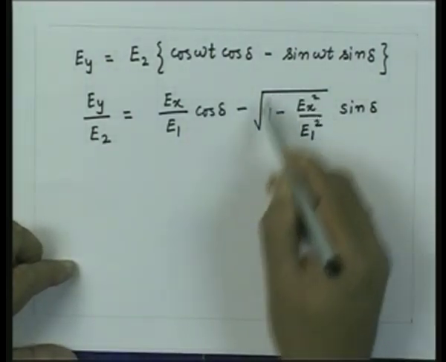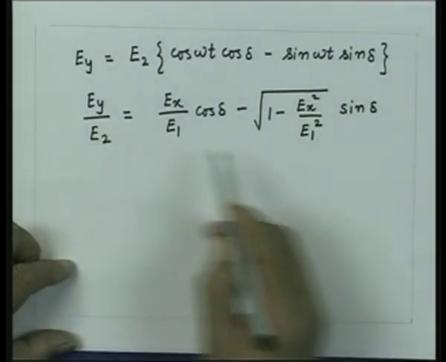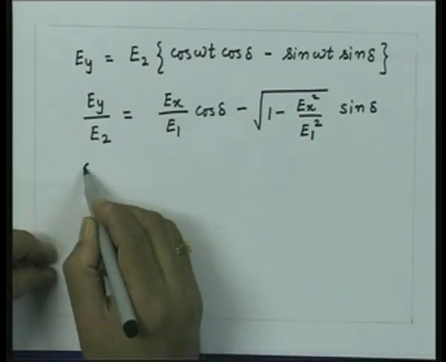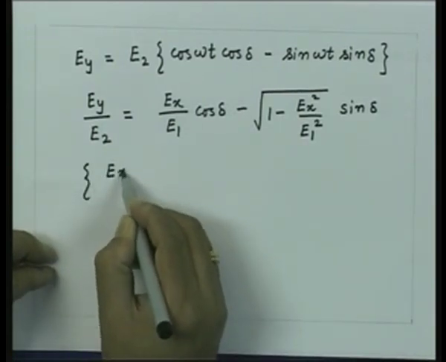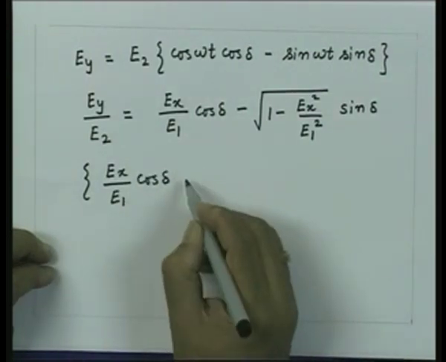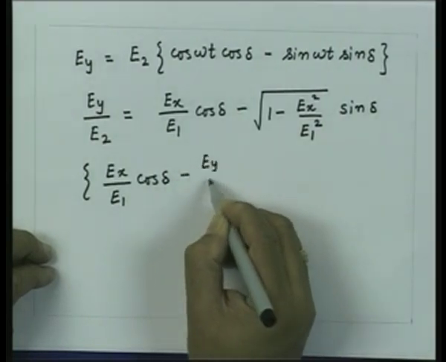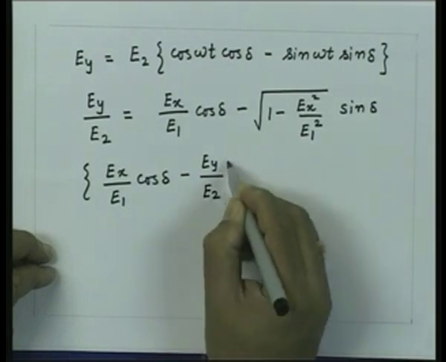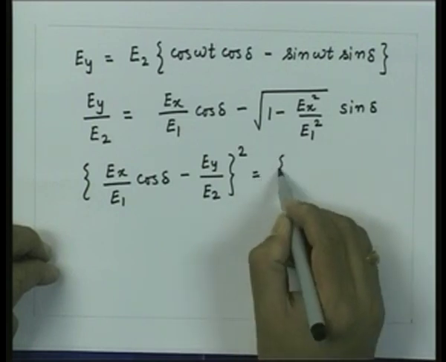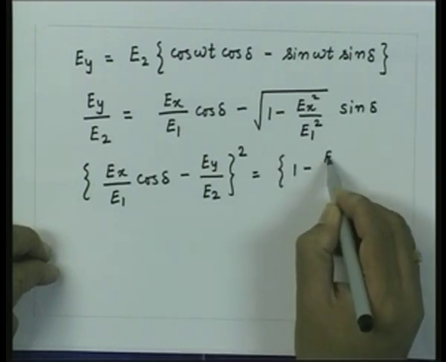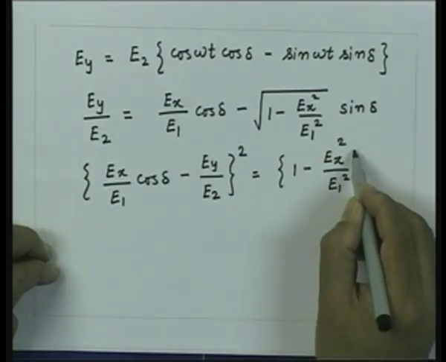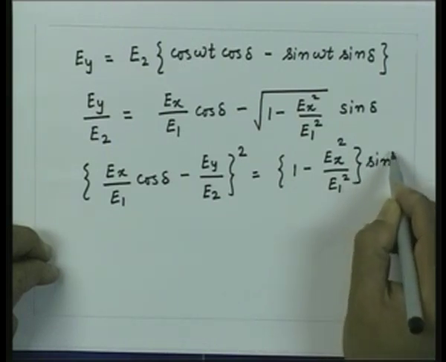To remove this square root sign, we can bring this term on this side and take a square on both sides. So, we can get here Ex upon E1 cos of delta minus Ey upon E2, whole square, that is equal to 1 minus Ex square upon E1 square, sine square of delta.